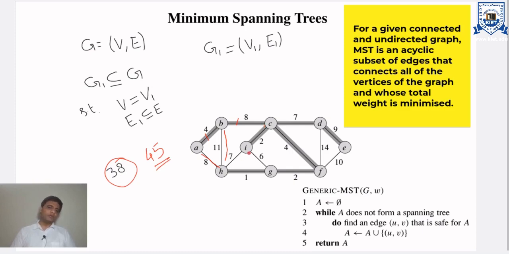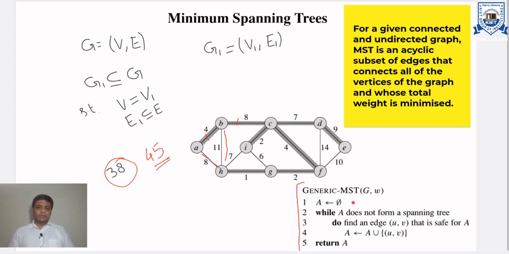Now we are going to see how we could calculate the MST. For that there are two algorithms, Kruskal's algorithm and Prim's algorithm. These two algorithms are examples of greedy algorithms. So let's see how we could calculate the MST. Both Kruskal's and Prim's algorithms follow these basic steps.